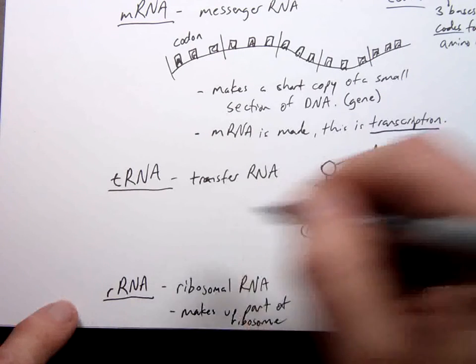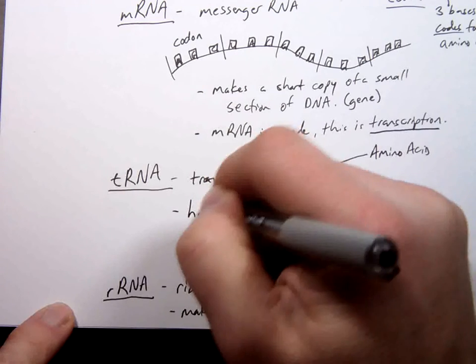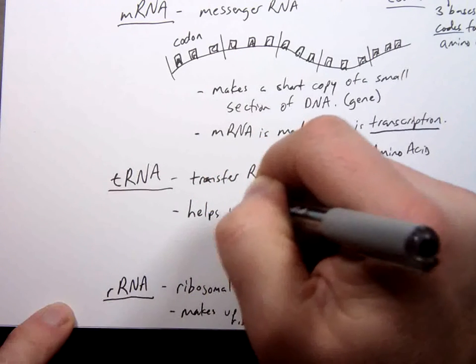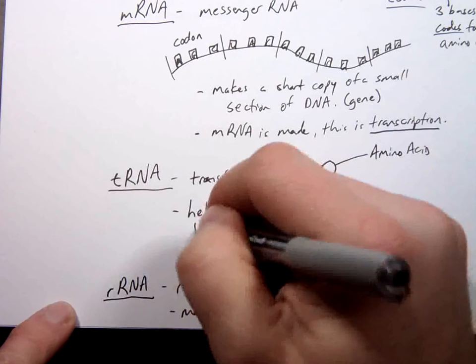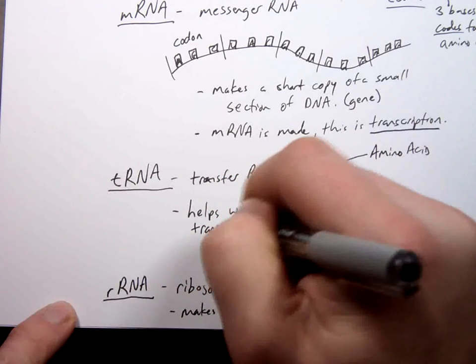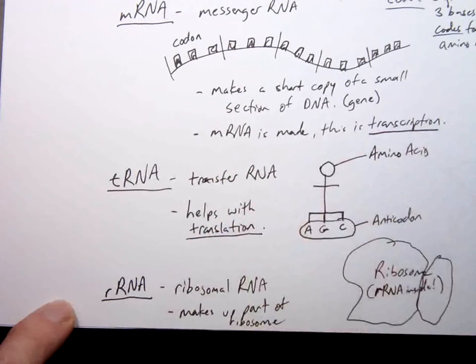tRNA, transfer RNA, helps with translation. Okay. So mRNA is made in transcription. tRNA helps with translation. We're going to see how this works tomorrow. I had a little song I wrote about this one. There wasn't much to it though. tRNA helps to translate at ribosomes, proteins are made, and then everybody just sings that till we pass out.